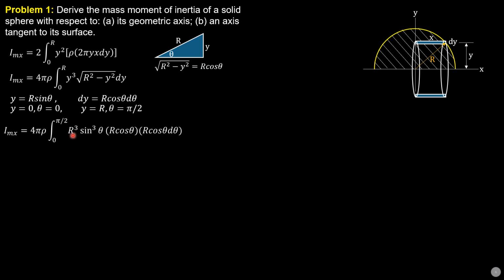So we put r to the fifth before the integral sign, and we apply the Wallis formula for this case because the limits are from 0 to pi over 2. So 4 pi rho r to the fifth times the integral of sine cubed theta cosine squared theta d theta. From the Wallis formula, the first entry would be 3 minus 1, or 2, and we stop at 2.